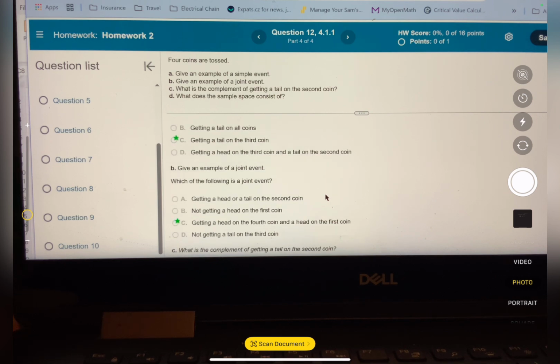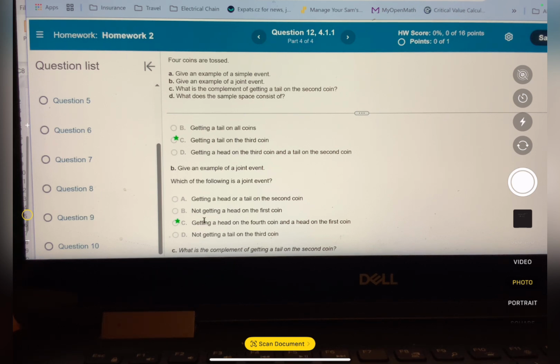Give an example of joint event. So joint event means when more than one event is happening at the same time. So let's see, what do we have? A, getting a head or a tail. This is not joint because it's going to be either head or tail. The keyword here is or, either or.